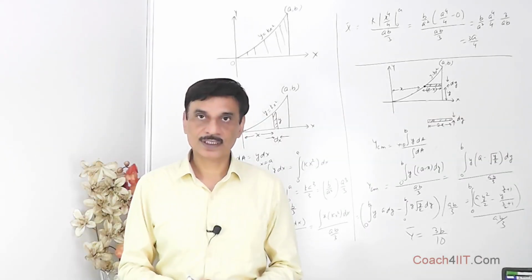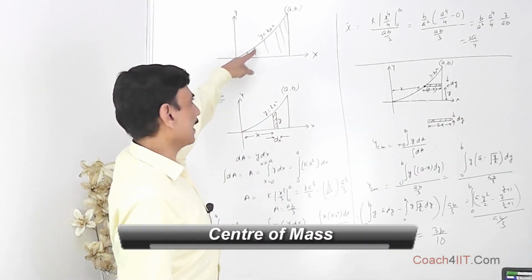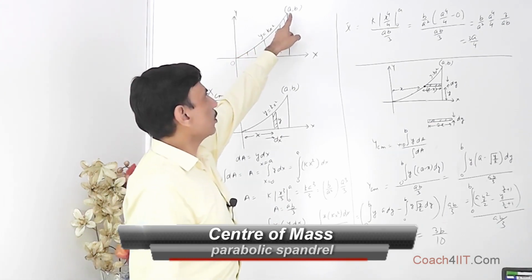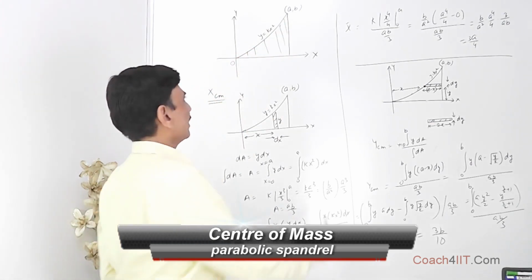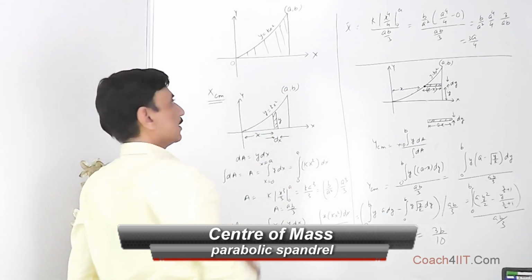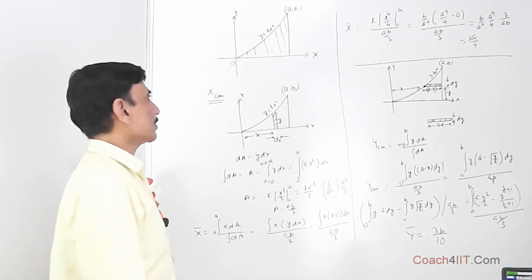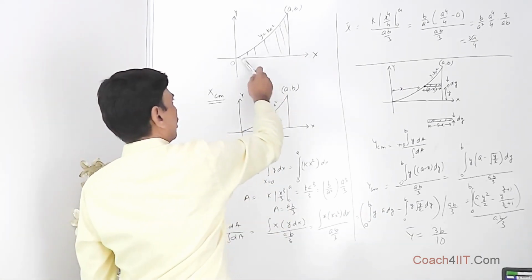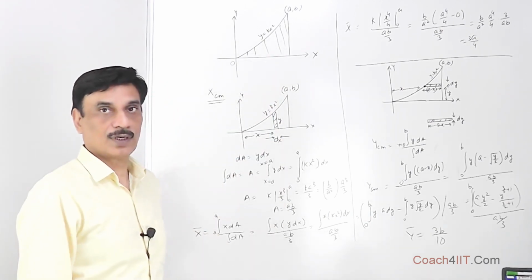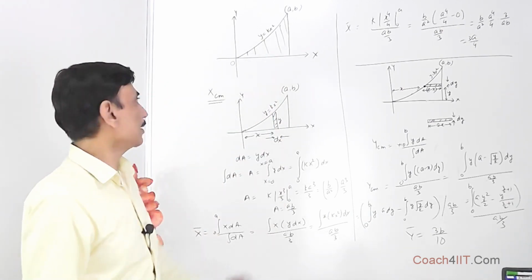Parabolic spandrel, it is a thin sheet cut like this. Y is equal to kx square. Coordinates they are A and B. So obviously point A and point B are going to satisfy this equation. We are asked what is the center of mass of this spandrel, or this thin sheet which has been cut like this and placed like this.